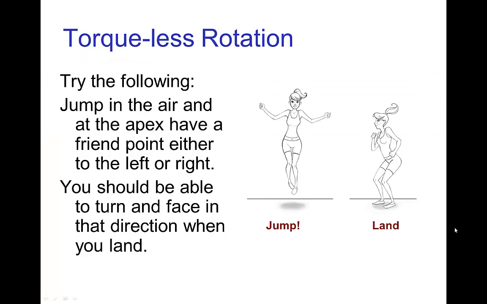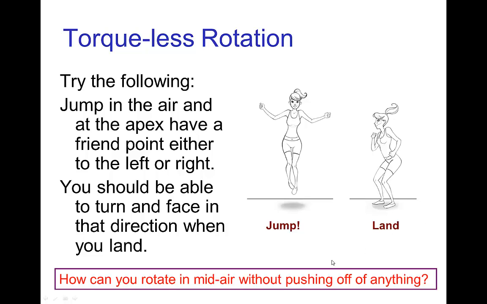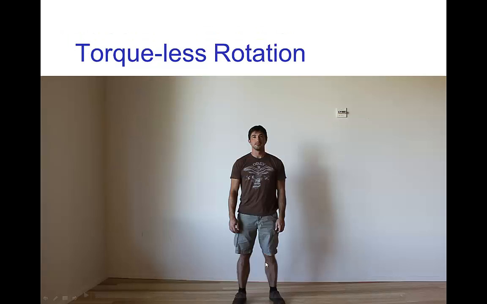Now, what's interesting is if I told you to jump in the air without telling you which direction to land, and when you were at your apex, I pointed either left or right, you should still be able to land and be facing in that direction. Now, you might ask, how is it possible to rotate in midair without pushing off of anything? Since you can't push off of anything, you can't rotate your body using a torque.